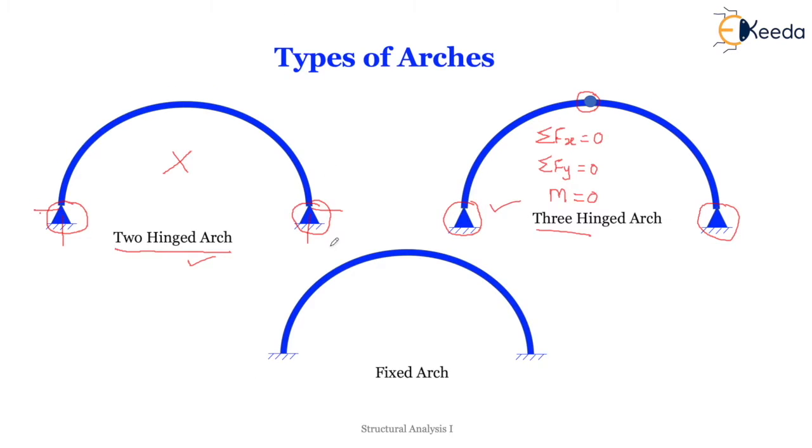Now, the third type of arch is the fixed arch. For this fixed arch, we can see that it's a fixed support, so it will have vertical reaction, horizontal reaction, and it can carry moment also. This is also not determinate, it's indeterminate, so it is not in the scope of our current syllabus.